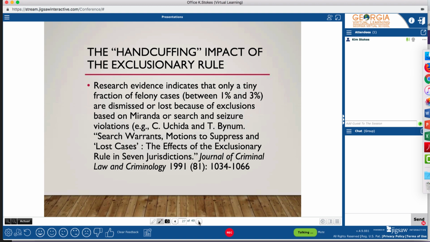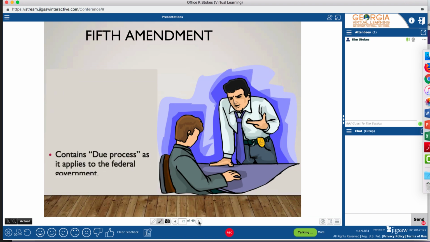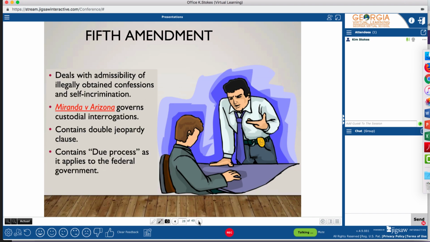The handcuffing impact of the exclusionary rule: research evidence indicates that only a tiny fraction of felony cases, between 1% and 3%, are dismissed or lost because of exclusions based on Miranda or search and seizure violations. The Fifth Amendment deals with the admissibility of illegally obtained confessions and self-incrimination. Under the Fifth, you cannot be made to incriminate yourself. That would be against the law.